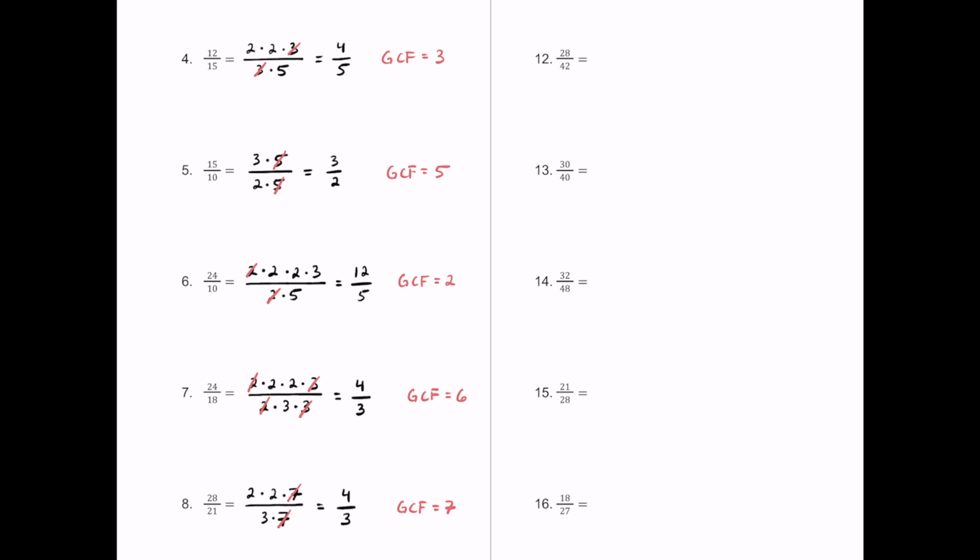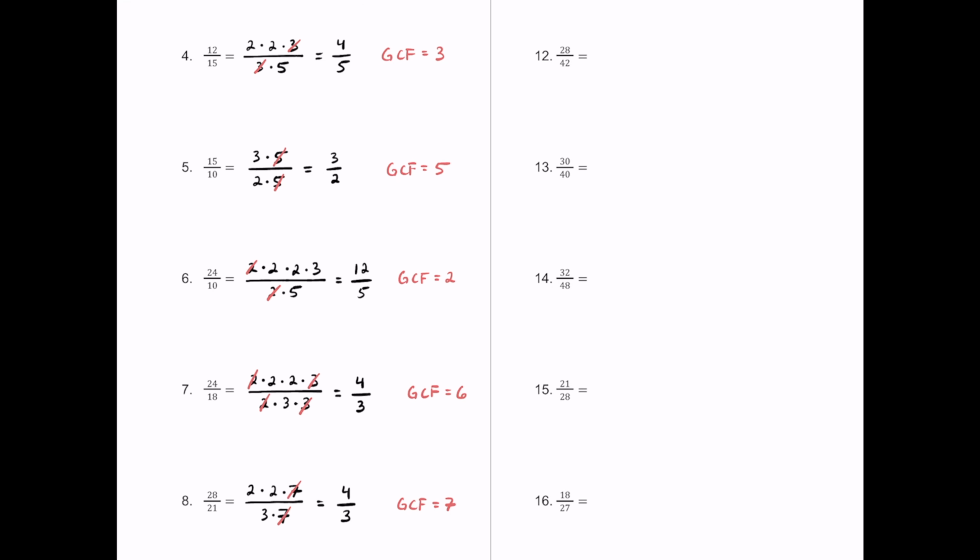For number 12, we have 28 over 42. So 28 we've done already, that's 2 2 7, okay? Again, you can make trees if you need to. 42 breaks into 2 times 21, 21 breaks into 3 times 7. Top and bottom both have a 2, and top and bottom both have a 7. So if we get rid of those, then we just have the most simplified version, which is 2/3. What was the GCF? If you're thinking 2 times 7 is 14, that was the GCF, then you are correct.